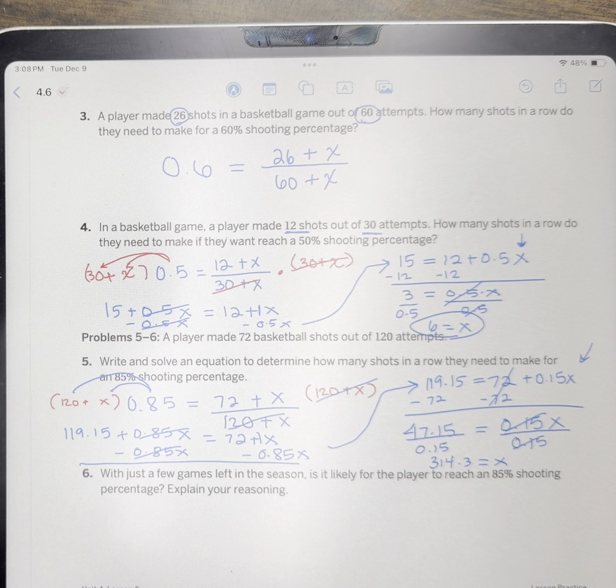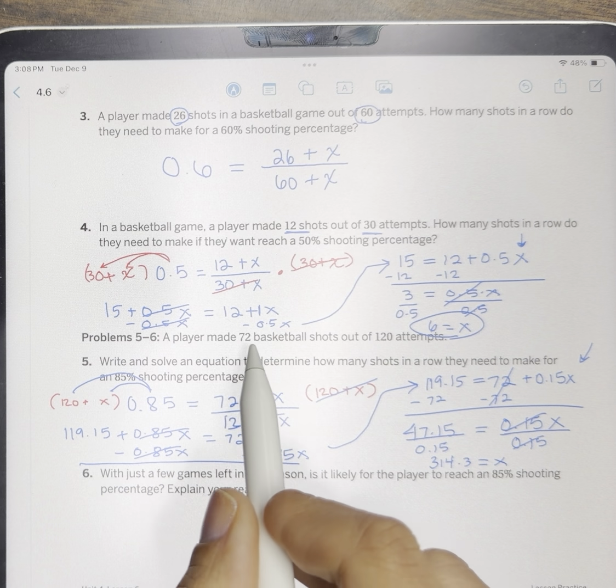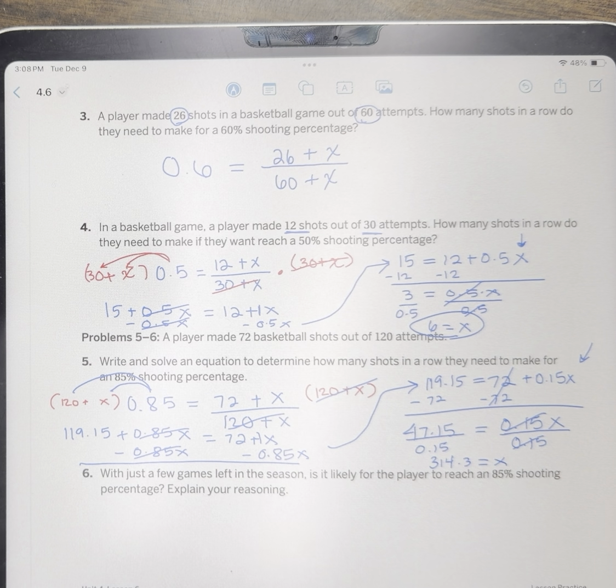So what I would do with this, man, that sucks. That's a lot. But it makes sense. I mean, 85 is a high percentage, and right here, they're not that close. Unless I made a mistake somewhere, but I don't see a mistake. Okay, it is what it is.